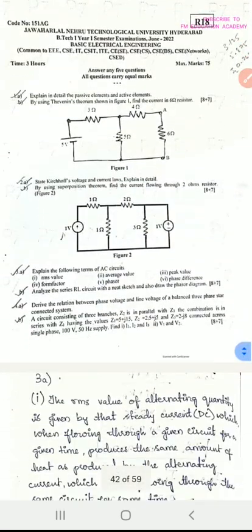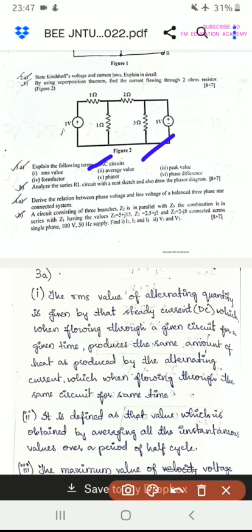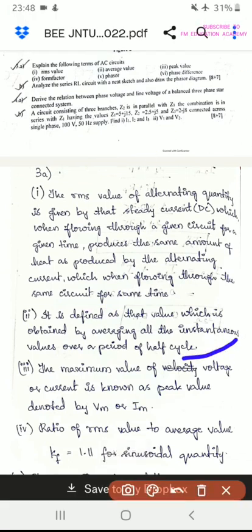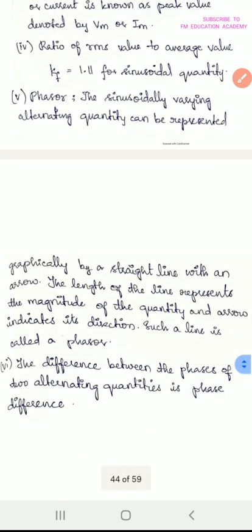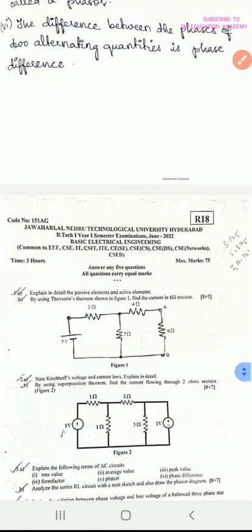Next we have question number 3A. Explain the following terms of AC circuits. RMS value: what is RMS value? Then what is average value? Then what is peak value? Second is average value, third is peak value. Fourth is form factor. Next we have phasor and phase difference, which is explained in detail.